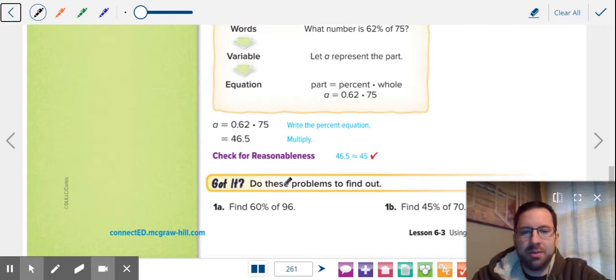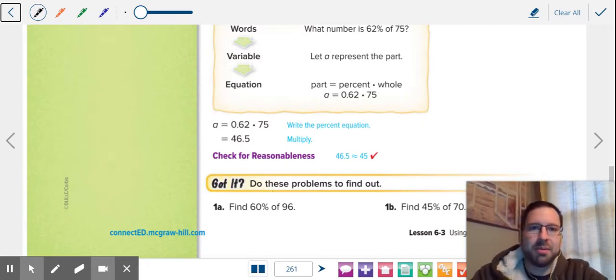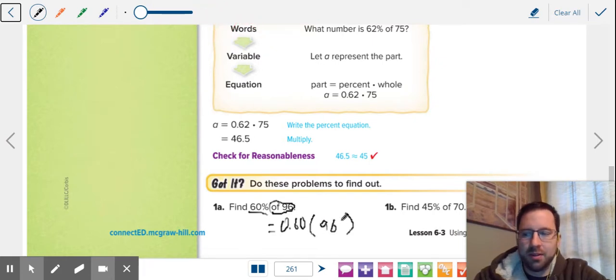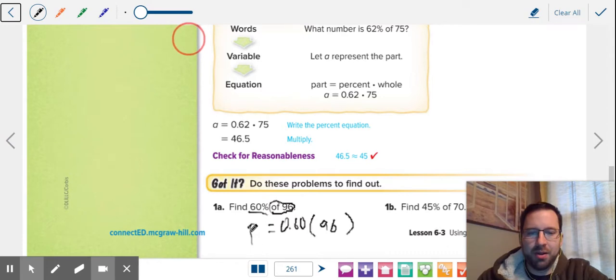All right, so here we have find 60% of 90. Notice these problems look just like the percent proportion because this is an alternate method to the percent proportion to solve for the part, the percent, or the whole. So here it says find 60%, so that's the percent as a decimal. 60 divided by 100 is 0.6. I'll put the 0 there to help you see. Out of 96, that means that's the whole. All right, so that means we're solving for the part in this problem.